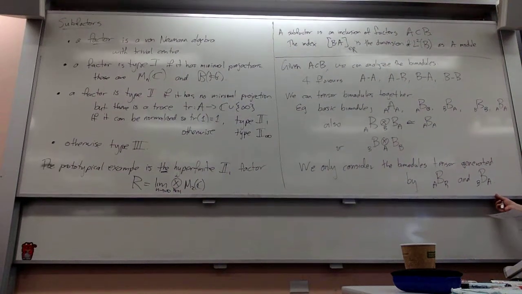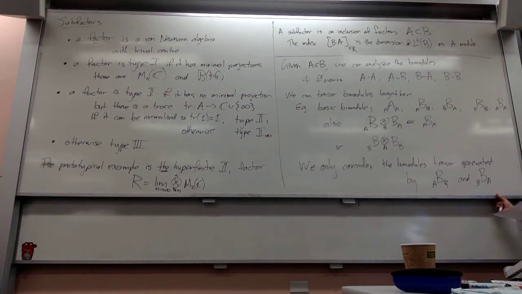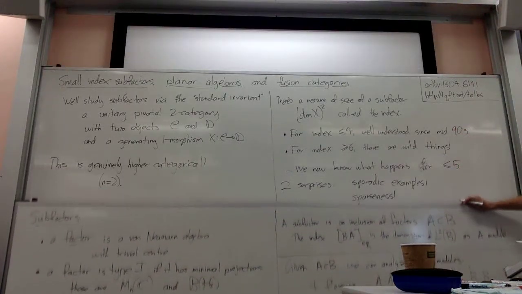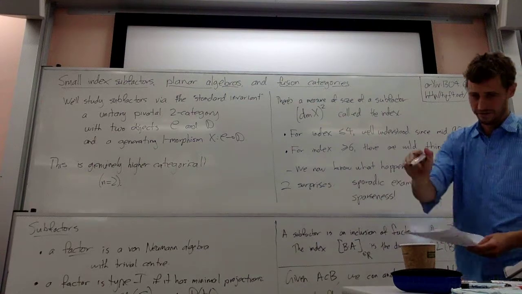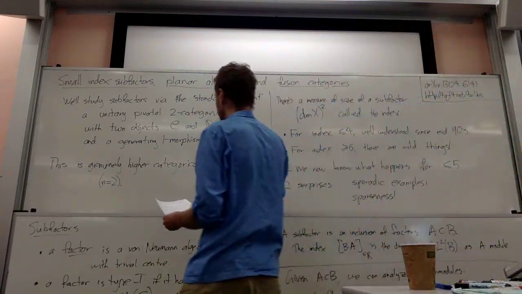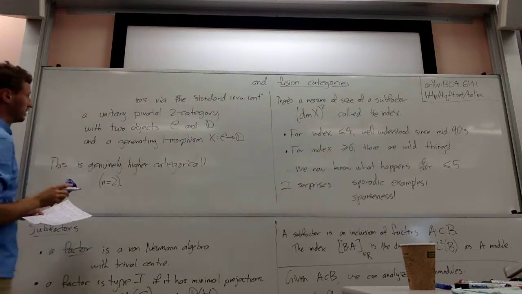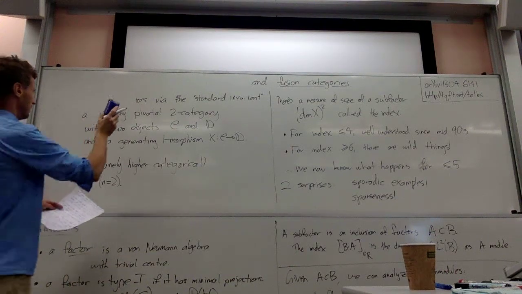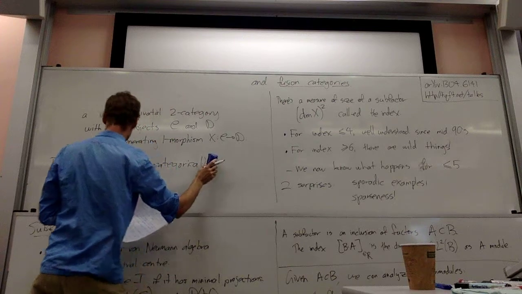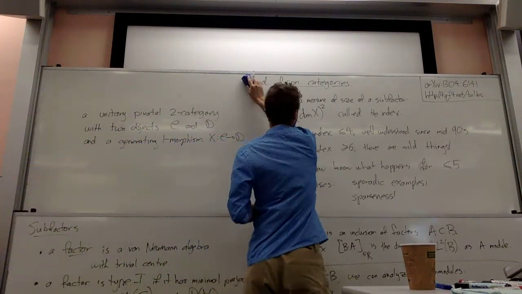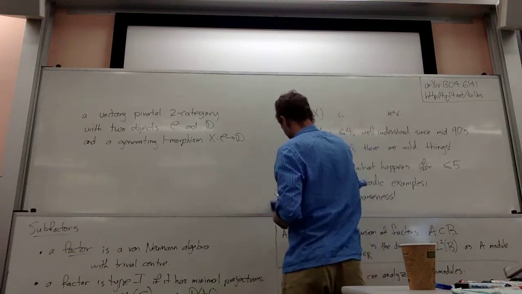So what is this thing that we're looking at now? We should try to axiomatize this collection of 4 different types of bimodules. And so the theorem is that this gives us a 2-category.